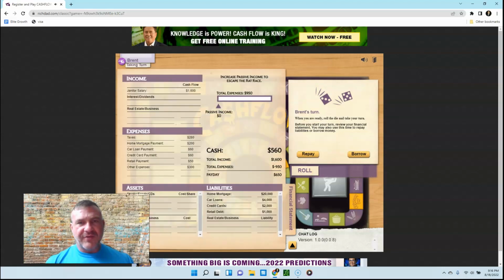The way you get out of the rat race is by having your passive income higher than your total expenses. So for example, I'm a janitor. My total expense is $950. So I have to have my passive income higher than my total expenses, which this number will change throughout the course of the game, and all these numbers will change.